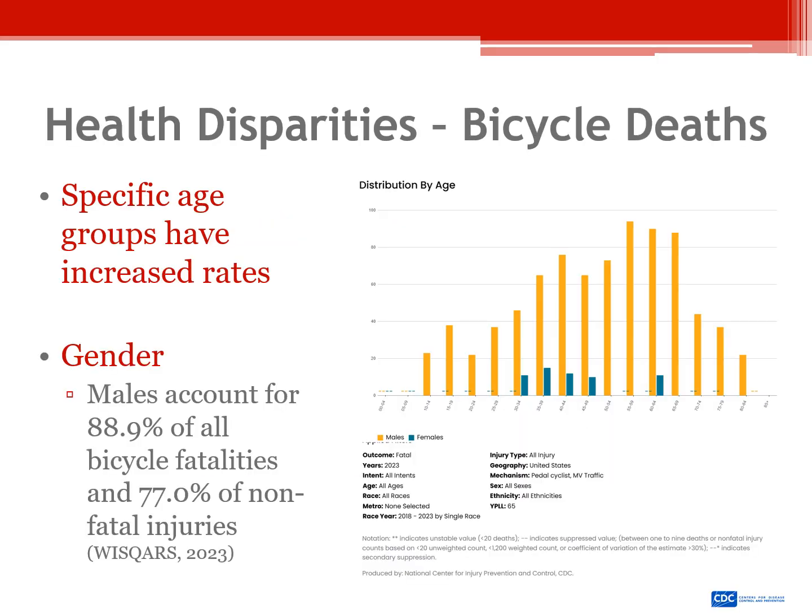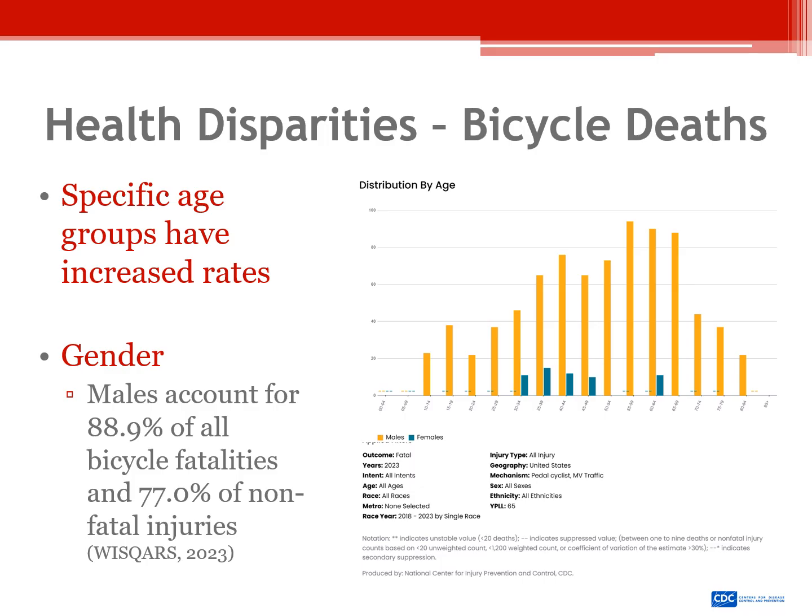If we want to talk about disparities amongst bicycle deaths, well, specific age groups have increased rates. I know it's a little hard to see the graph on this slide, but what's really clear is that almost none of the bicycle fatalities are very young children. The largest proportion of bicycle fatalities are actually amongst adult groups, specifically adult males ages 55 to 69. There's a point in life when people are mostly riding for either transportation or recreation, and oftentimes on highways and open roads.